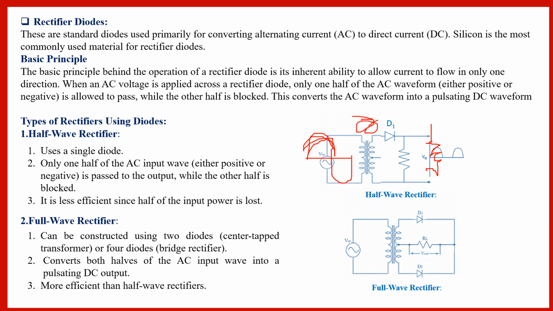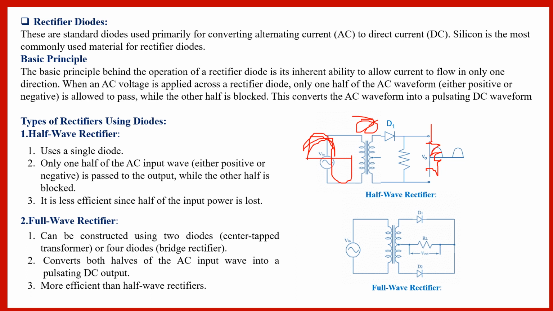Talking about the full wave rectifier, how is it different from the half wave rectifier? In full wave rectification, instead of one diode, we use two diodes, as shown here in the figure. This type of arrangement, where we have the load resistance in between these two diodes, is known as the center tapped full wave rectifier, because it is centrally tapped, as shown here.